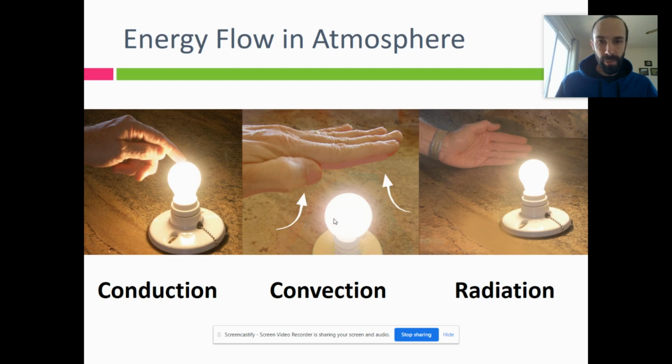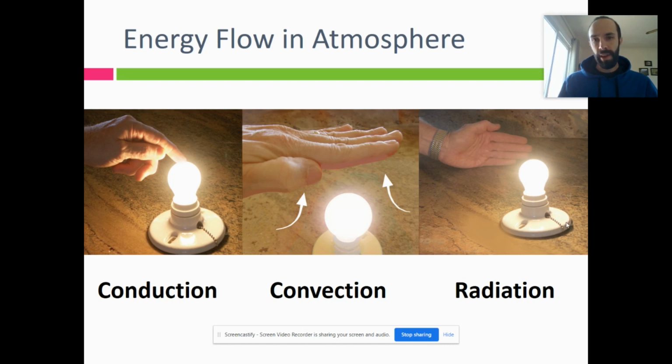Convection is the movement of material, movement of fluids due to differences in density. As hot air is essentially made right here above this hot light bulb, the hot air molecules are going to expand, they're going to become less dense, and they're going to rise towards the hand in this picture. So that's convection. It's movement of a fluid due to differences in density.